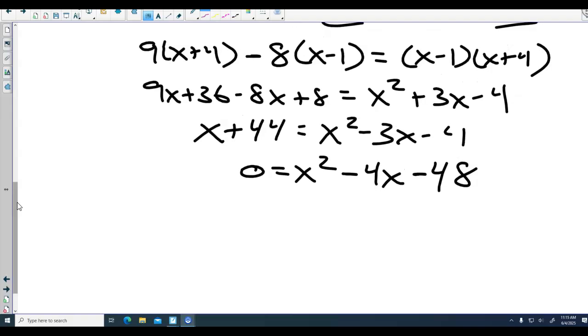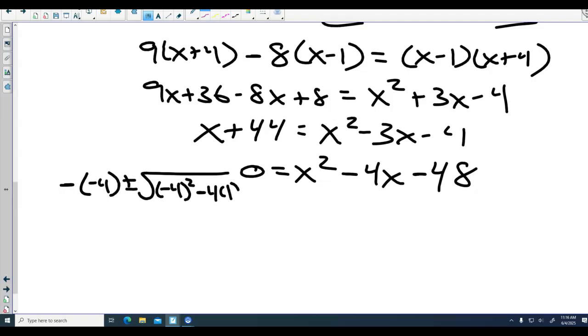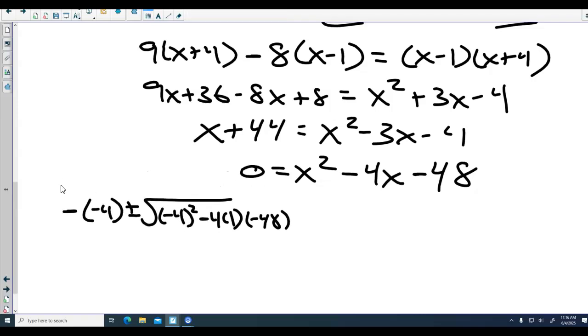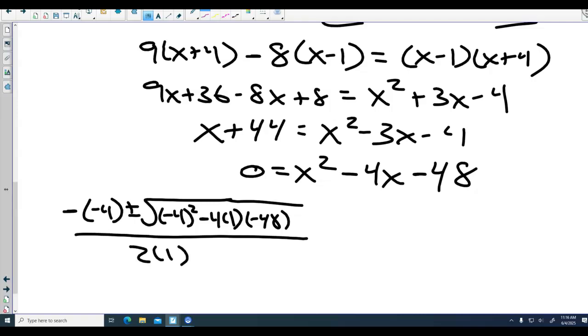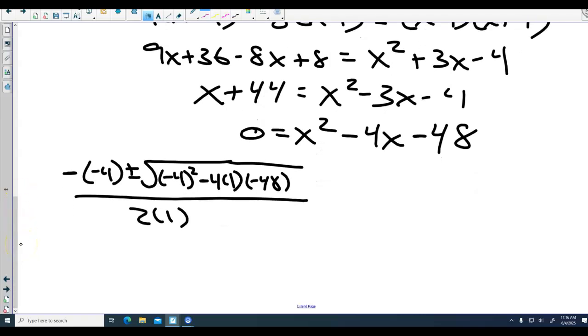All right, so once we get to this point, if we cannot factor it, we're going to use the quadratic formula. Negative 4 squared minus 4 times 1 times a negative 48. Let me bring this down here so I have a little more room. Over 2 times 1. So my answer is going to be 4 plus or minus root 208 over 2.